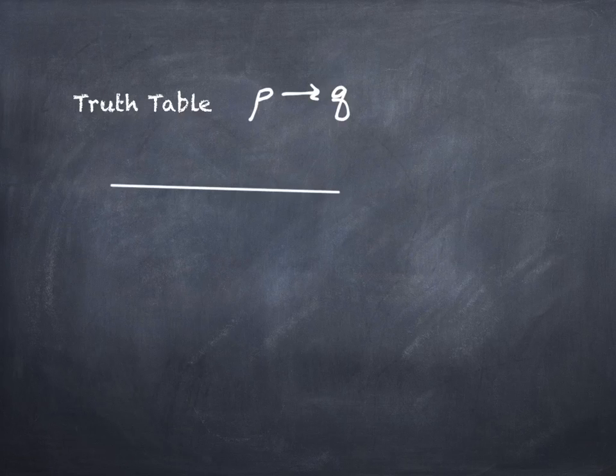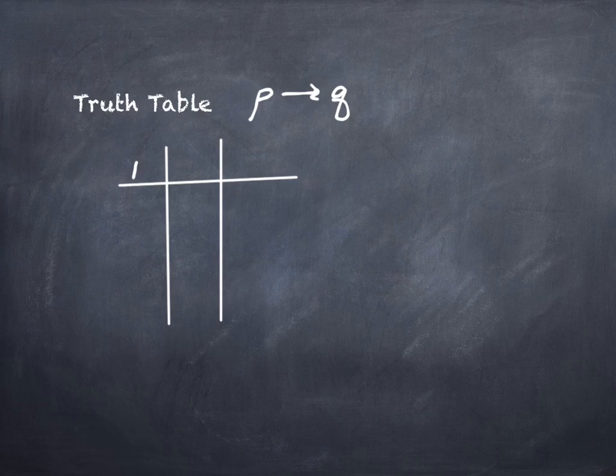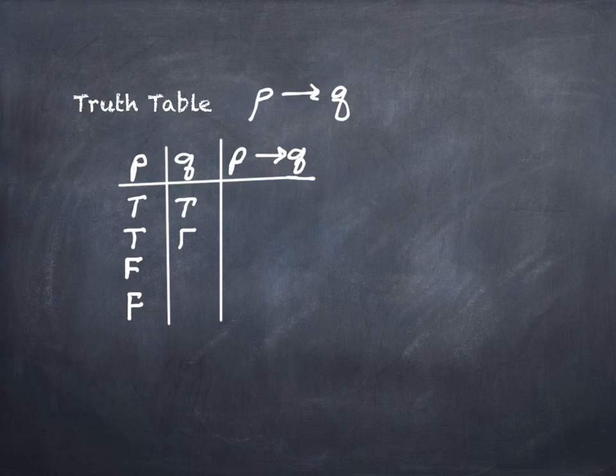So how many rows am I going to have in my table? 4. Good. So I need a column for P, a column for Q, and a column for P arrow Q. And you guys are getting really good at telling me what column P is. So what's column P going to be? True, true, false, false, just like in the last section. And column Q? All right, everybody good with that?